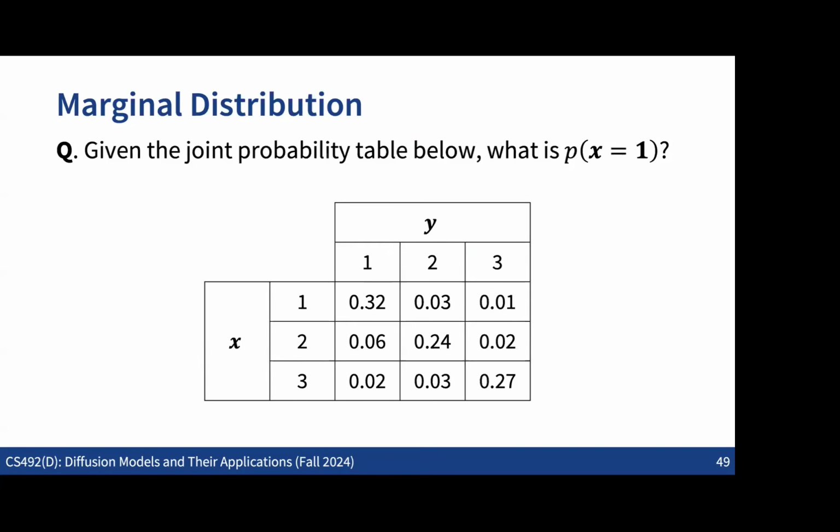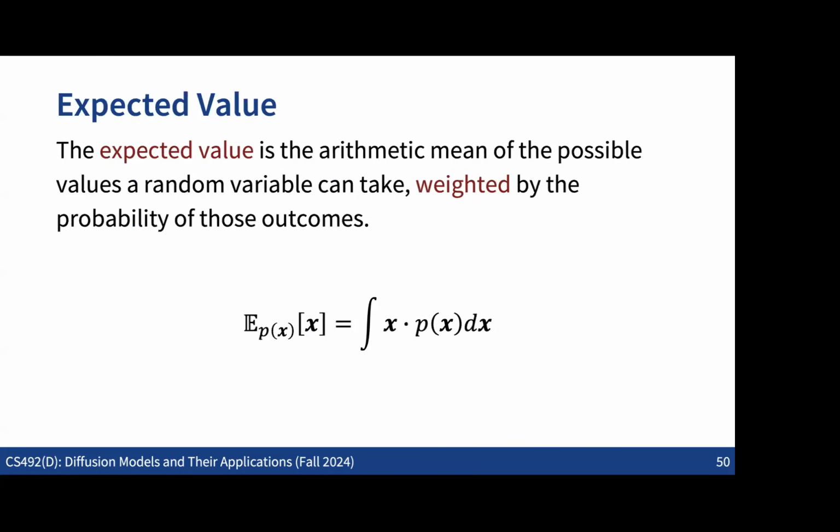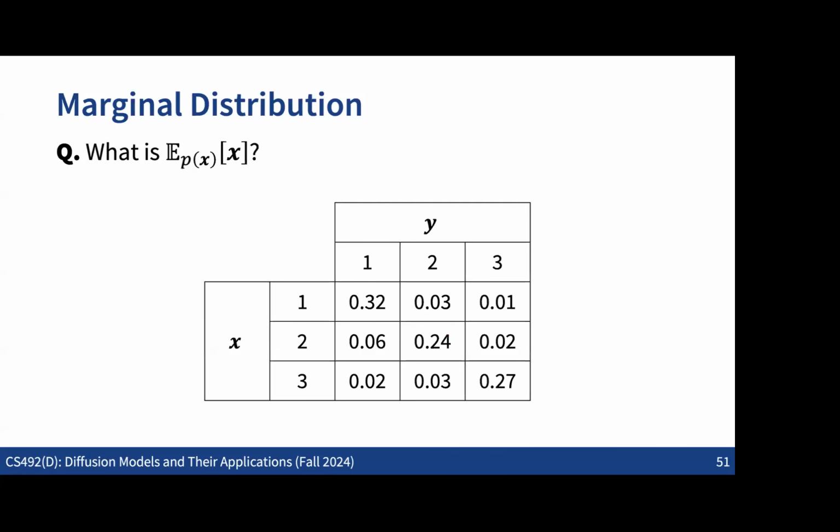Next, everyone should know expected value, right? Expected value is basically taking the mean of all the possible values while weighting them with the probability. So this is literally the value that we expect to see, right? The weighted average of the possible values, weighted by the probabilities for the potential outcomes. Let's also calculate the expected value. Given the marginal distribution over x, can you also compute the expected value of x?